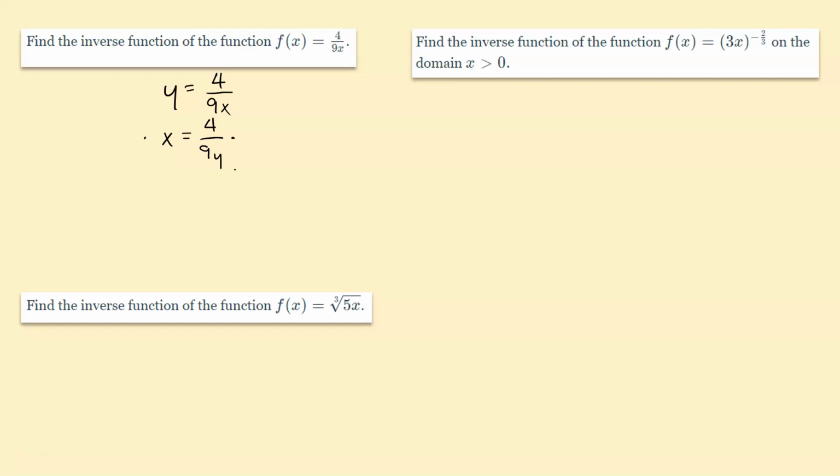So the way you want to solve this for y is you need to get y by itself on one side. So to do that, you have to get y out of the denominator first. So you need to multiply both sides by y.